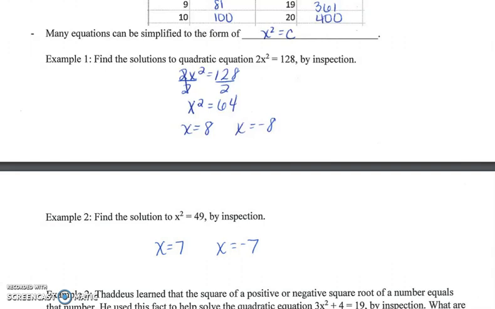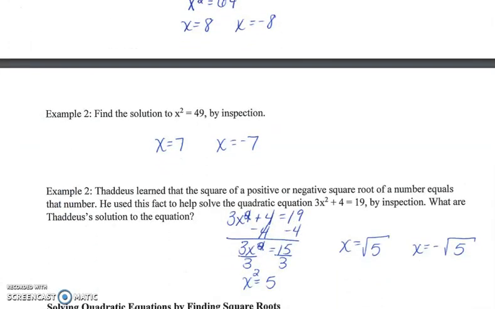Story problem for you. Thaddeus learned that the positive or negative square roots of a number equals that number. He used this fact to help solve the quadratic equation 3x squared plus 4 equals 19 by inspection. What are Thaddeus's solutions to the equation? So for this one, you are going to subtract 4 to the other side. You're going to divide by 3, and you get an answer of 5.